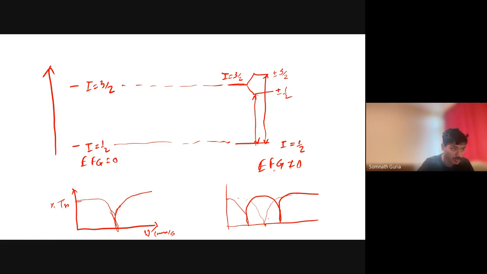This is called the delta value, and this is called the delta EQ value. Okay. Whenever we have a quadrupole moment, we will get the two Mossbauer lines. Okay, that's all. That is the major fundamental.